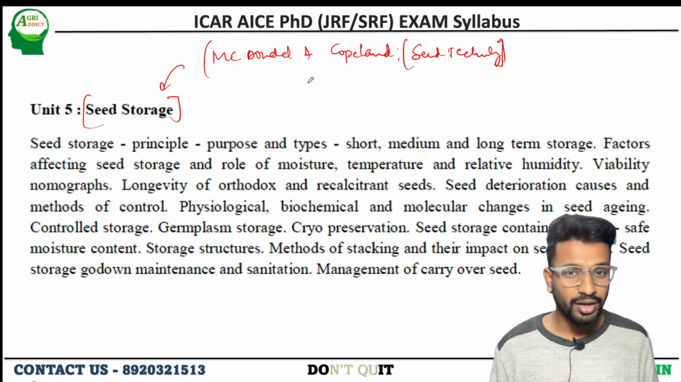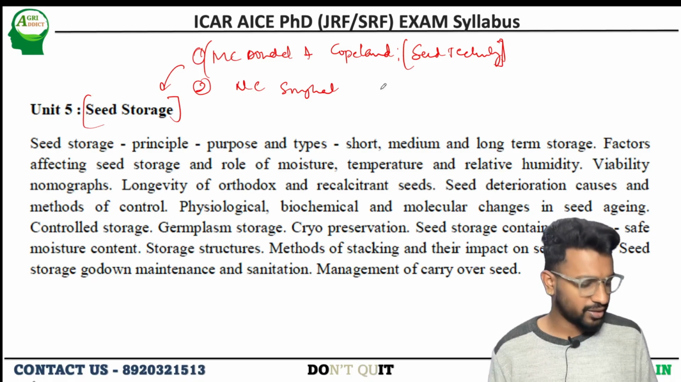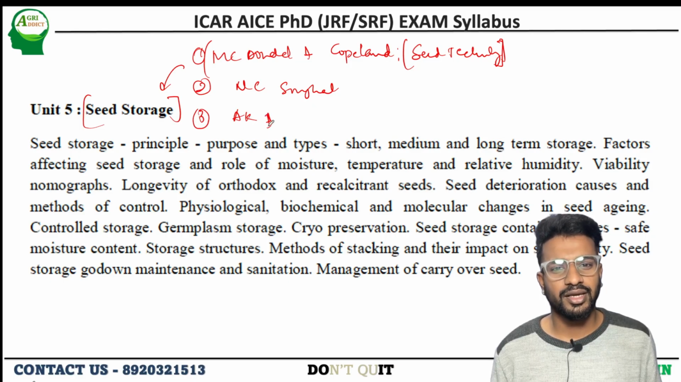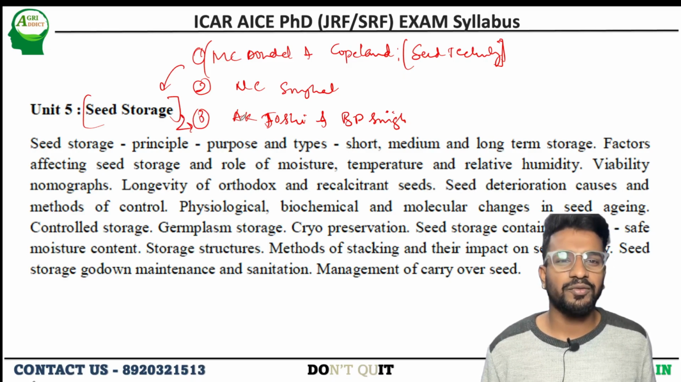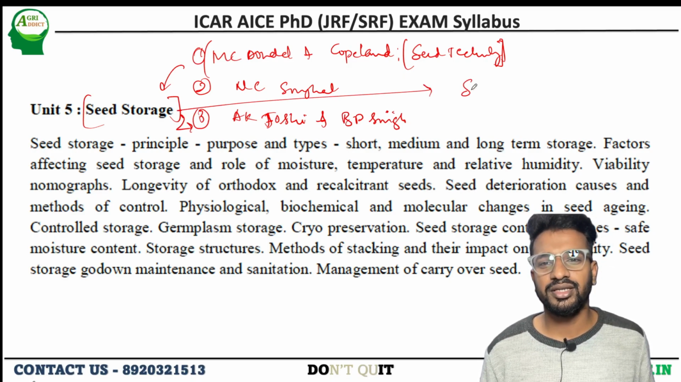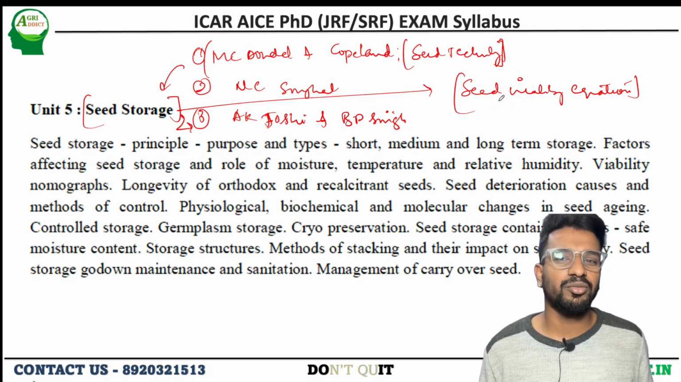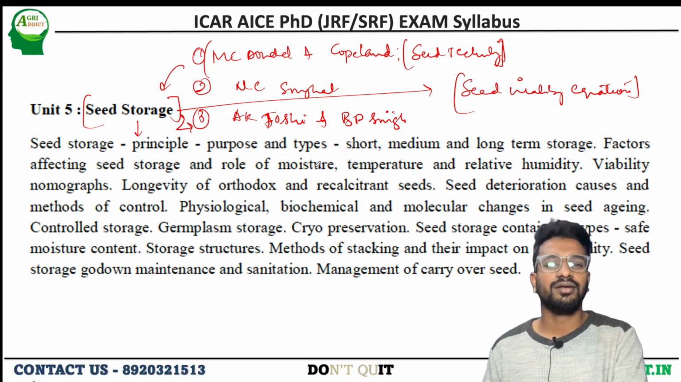Other than this book, the Indian author books that will help you in the preparation of this topic would be N.C. Singhal, which you can refer to, and there is one more book by A.K. Joshi and B.D. Singh. So A.K. Joshi and B.D. Singh will also supplement this. If you have sufficient time, you can go for this book and read the aspects of seed storage. And what is most important from seed storage? The seed viability equation. This is very important. So make sure that you understand everything about the seed viability equations and the different aspects of seed storage. So this finishes unit 5.